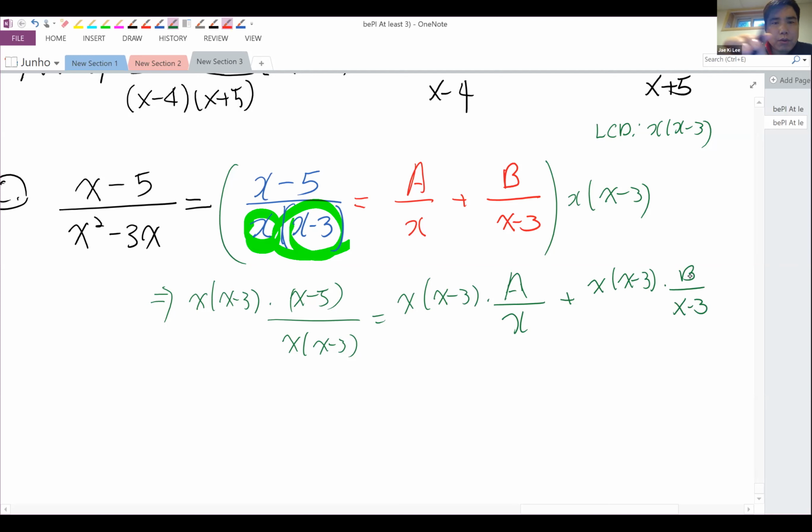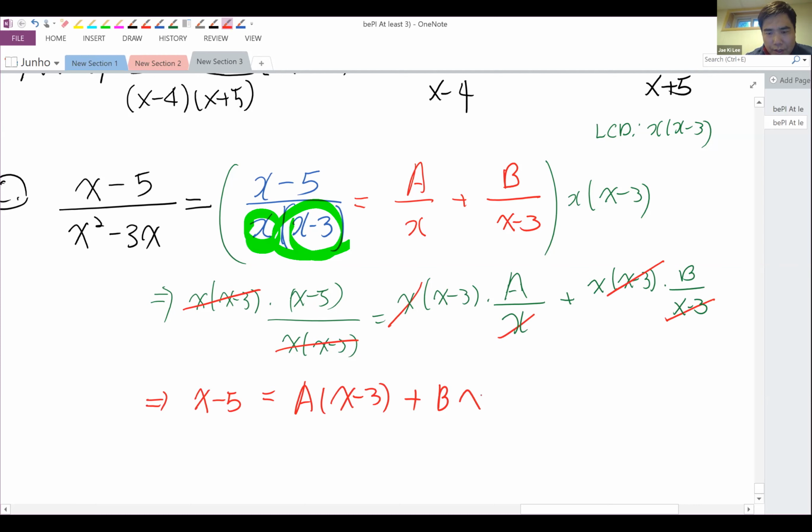Now we cancel out all the common factors between numerator and denominator. Then this is all gone, x is gone, x minus 3 is gone. So this becomes x minus 5 left here. They equal a times (x minus 3) plus bx. Okay. So far so good? Okay. And now we need to find a and b.